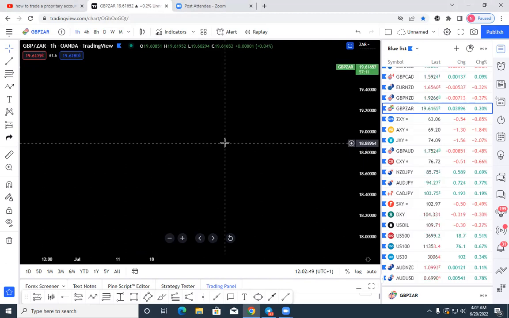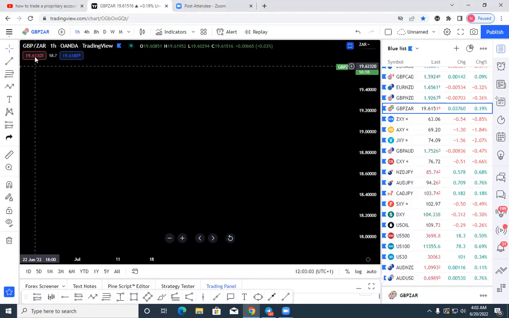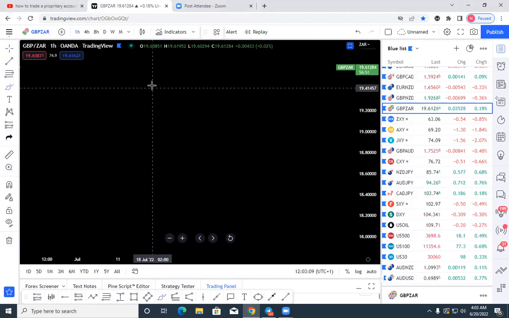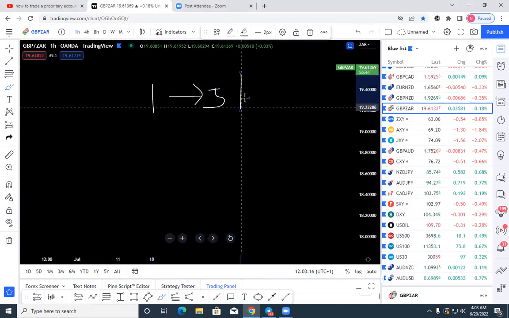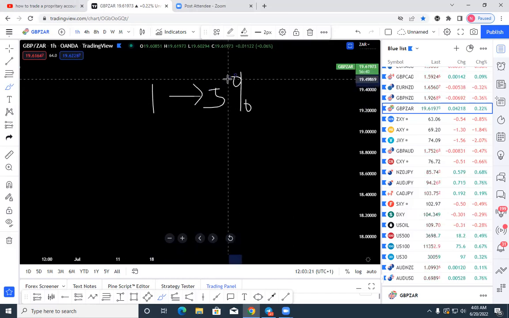All these proprietary firms have their own trading objectives that you must maintain. What is the trading objective that is peculiar to all of them? Number one, they will tell you that you must ensure that in a day of trade, you do not lose more than 5% of the capital. This is a peculiar trading objective.